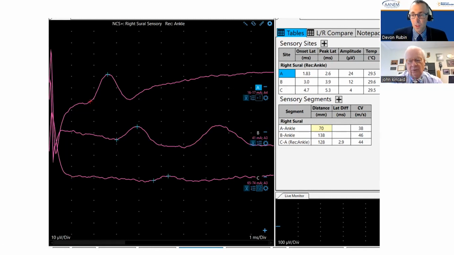Yeah. There's somewhere in the Old Testament that says point B is 14 centimeters. Exactly. In Olmsted County, Minnesota. But so 12 microvolts with a 3.9 peak latency is absolutely fine.